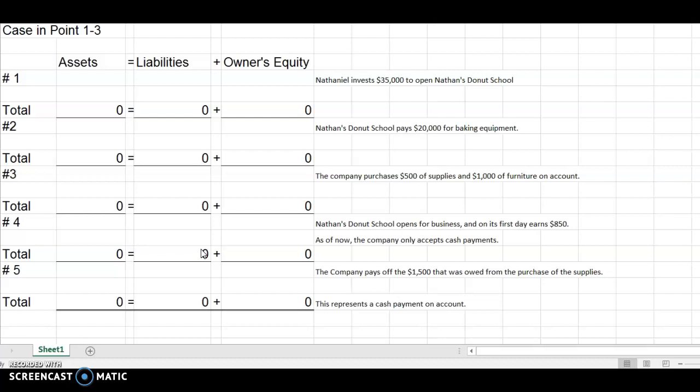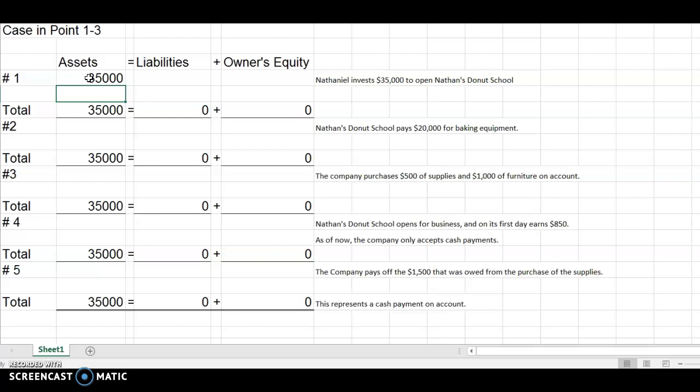So in this case, Nathaniel will invest $35,000 to open Nathan's Donut School. So he's going to be investing cash. Cash is an asset. So our assets are going to increase by $35,000. Remember, we're talking about the accounting equation, and our accounting equation always has to balance.